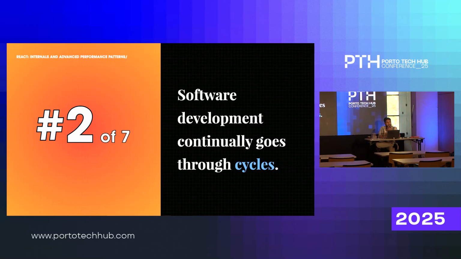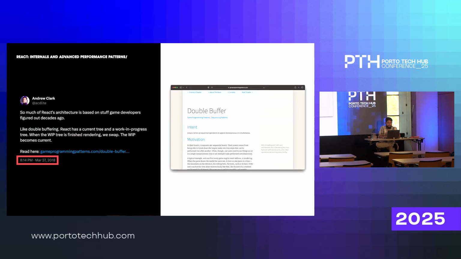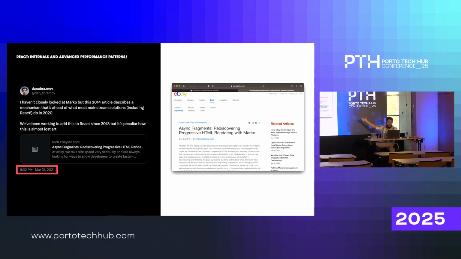Another thing is that software in general, not only React and JavaScript stuff, is always going through cycles. Two examples. So we talked a lot about games, so I wanted to show this one. This is Andrew Clark in 2018 saying how a lot of the React mental model of having the work in progress tree and the current tree and the basis of reconciliation is inspired by this technique called double buffering. And this is something that game developers have been doing for ages now.